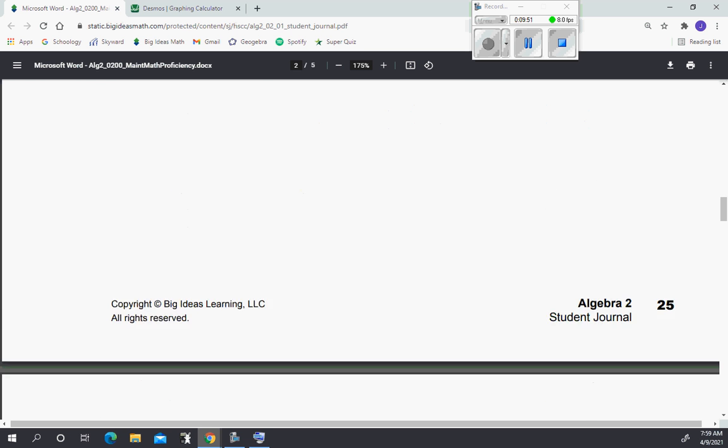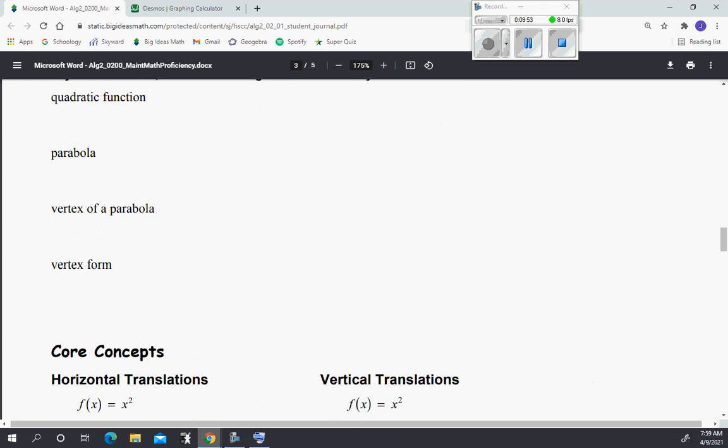Moving on, we have some definitions here. The quadratic function is written in this form, what you've seen: f of x equals a times x minus h squared plus k. The parabola is the U-shaped graph.